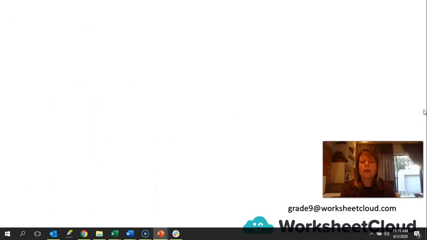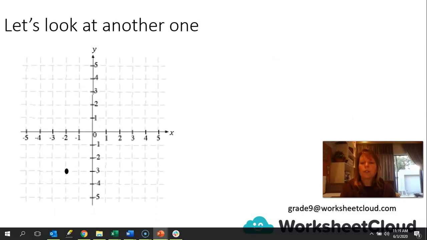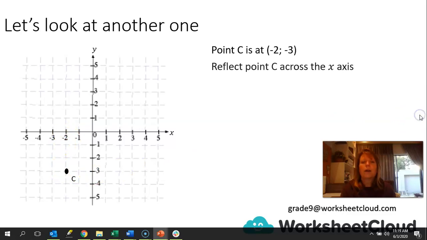Right. Let's have another look. Okay, let's look at another one. Here we go. We've got point C, and point C is at minus 2 on the x-axis, minus 3 on the y-axis. Okay, we need to reflect point C across the x-axis. Here's the x-axis, so we are not going this way, we're going that way. If we're reflecting across the x-axis, then our x value stays the same, but the y value from a negative becomes a positive.